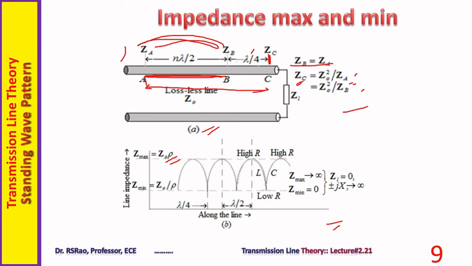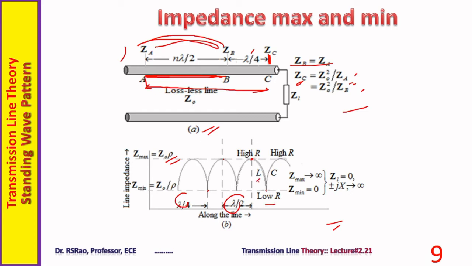Here you can see between minimum and maximum, Z minimum and Z maximum, the distance is lambda by 4. Between two maximum, it is lambda by 2. Another thing is at maximum and minimum, impedance assumes real values. At maximum point it is real. At minimum point it is real. But at maximum it assumes high value. At minimum it assumes low value.